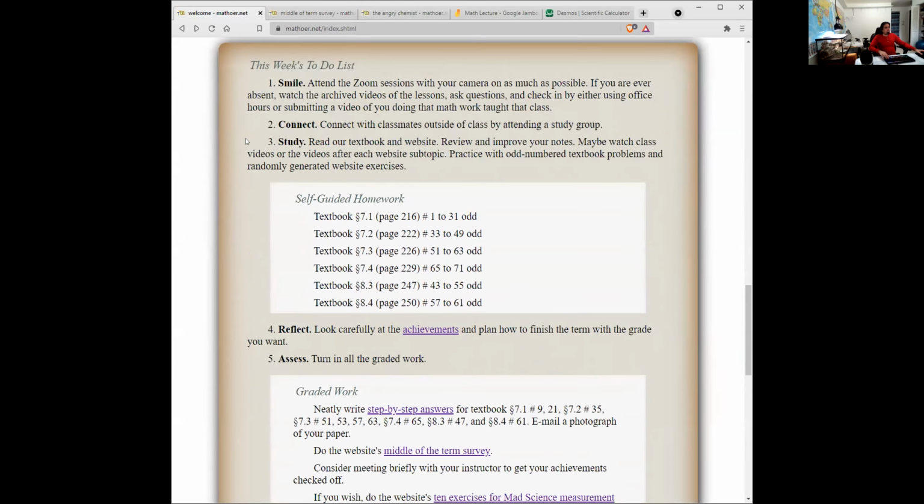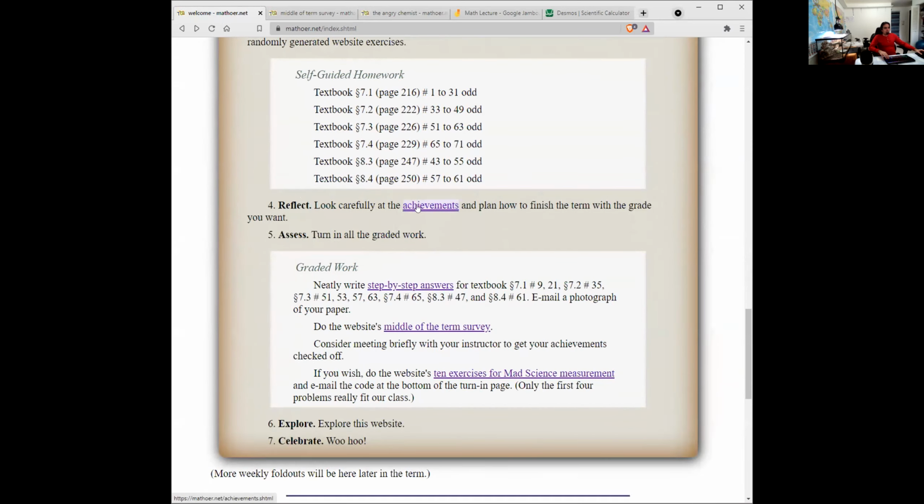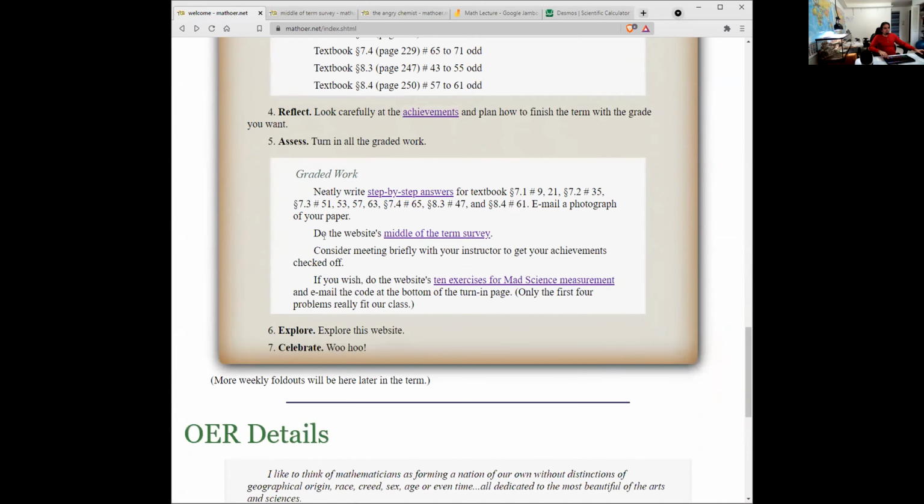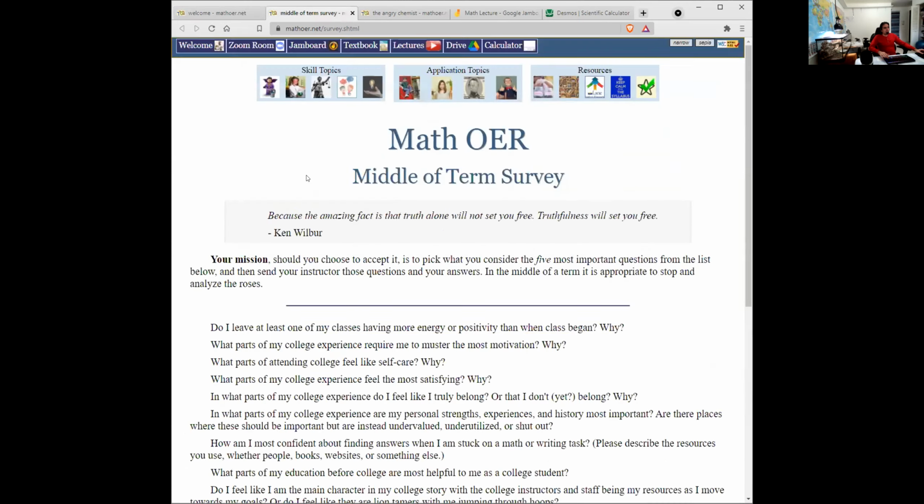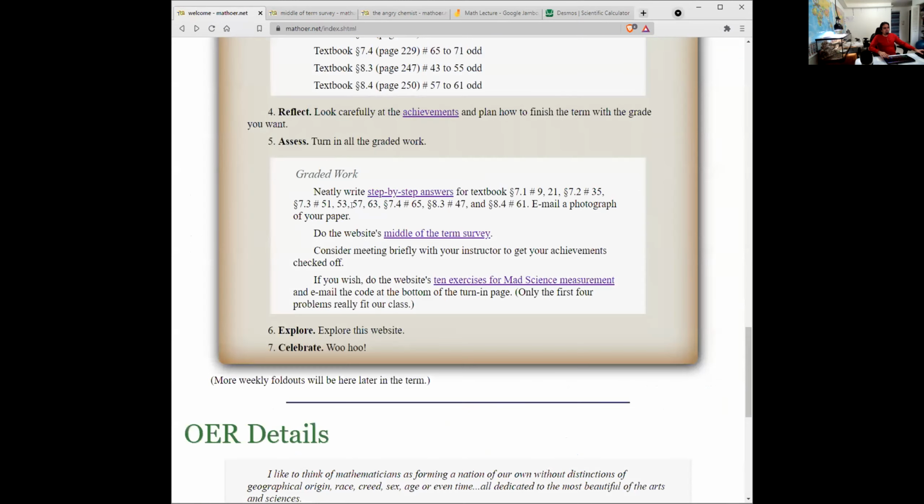This week's to-do list is a little bit different. Towards the top, it looks nice and similar. Your job now is to start planning how to end strong. So look at the achievement lists, see which colors you want to get a triple in that you don't have a triple already. There's your 10 step-by-step answers as always. And then there's an extra thing. You had a reflection at the beginning of the term in the first week, which you can still do if you want to check that off and haven't done it yet. Now there's a middle of the term survey. So we're going to look at this in just a moment.